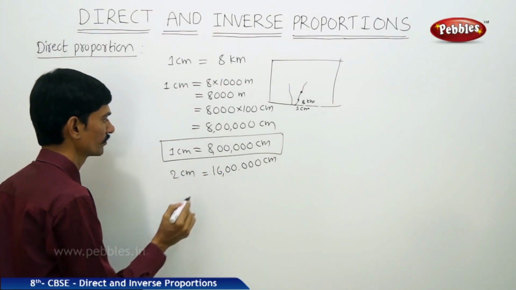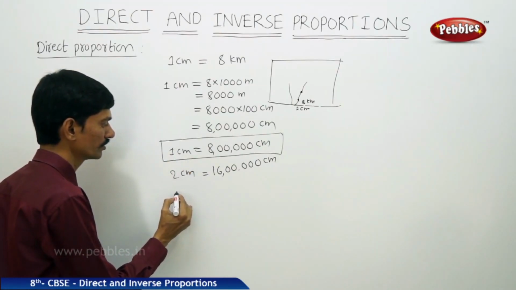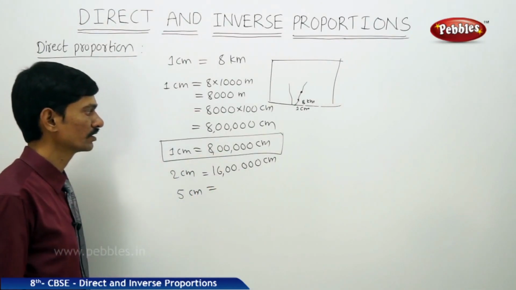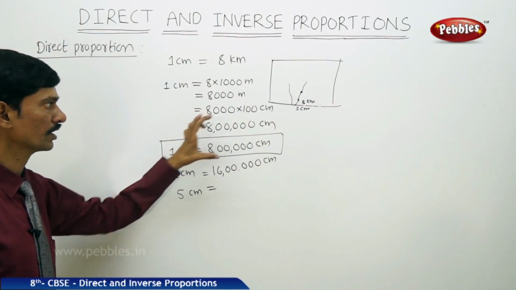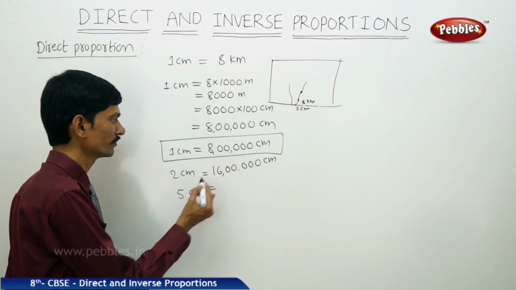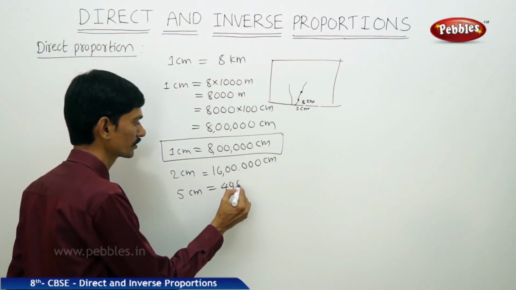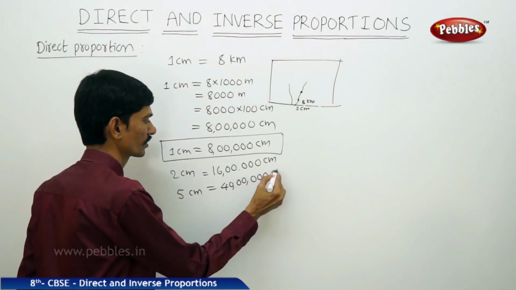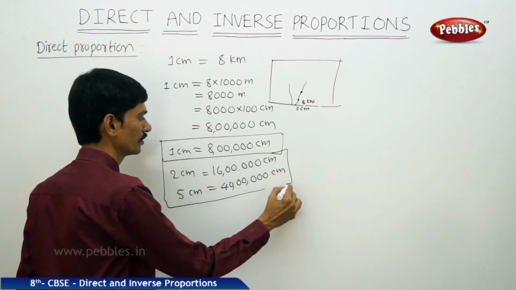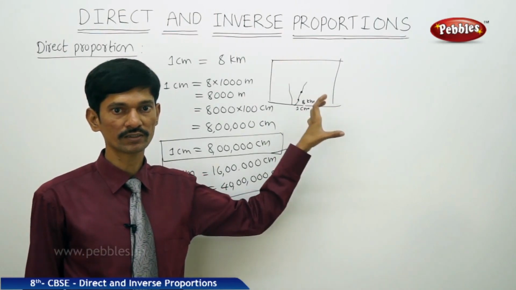If the length on the map between 2 points is 5 centimeters, then what is the actual distance between those 2 points in the actual region? So then what is this? So here 1 is multiplied by 5. So here also 8 is multiplied by 5. 8 fives are 40 lakh centimeters. So choosing a convenient scale, we draw maps of very large areas.